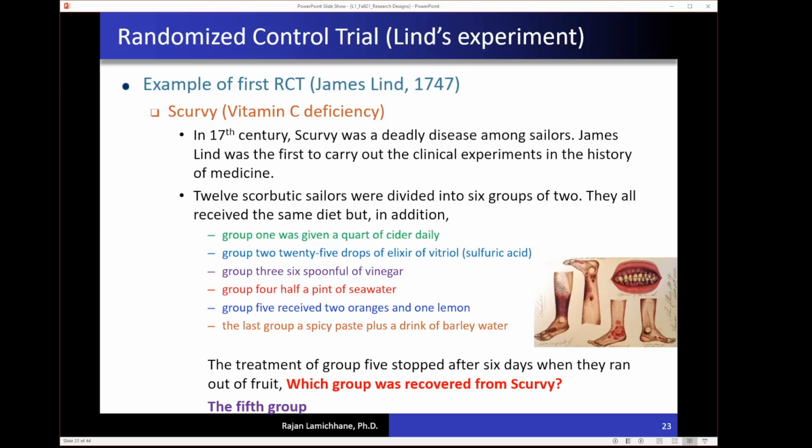So this experiment showed that scurvy is a vitamin C deficiency disease, and then they started treating individuals with vitamin C, and that's how scurvy was treated. It was identified that scurvy can be treated by using vitamin C.